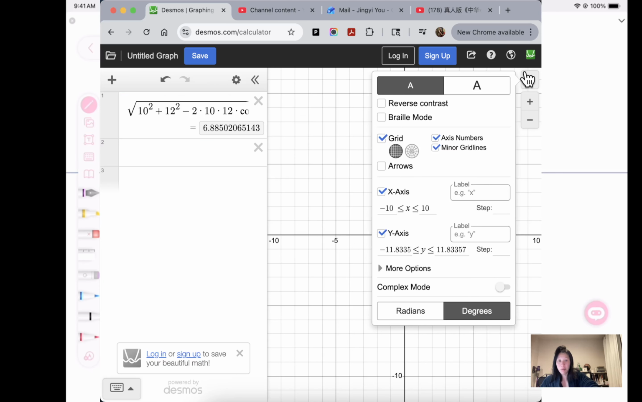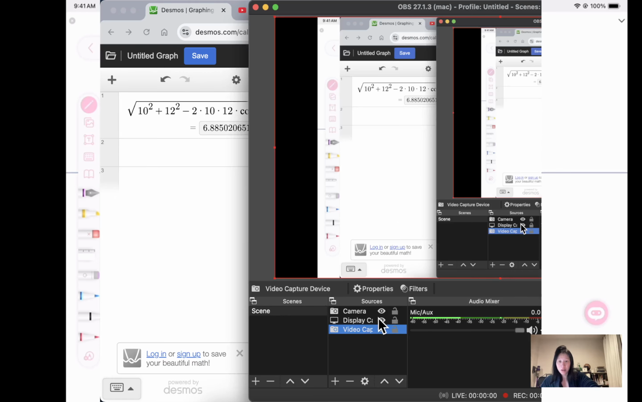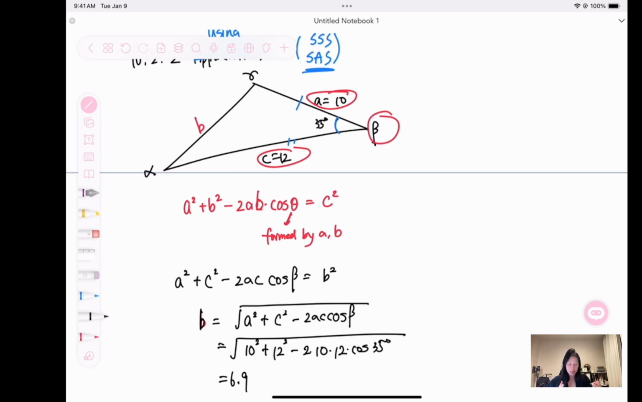Also, you need to double check and make sure that the cosine is in degrees instead of radians, because it will change the answer. Okay, then we found b is equal to 6.9. I'm going to write it down. The one that we just found, I'm going to use the red pen, and for the given ones, I'm going to use the black one. Now we still need to find the other two angles, alpha and gamma.